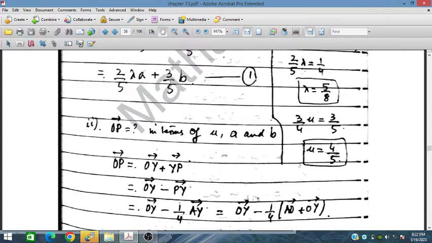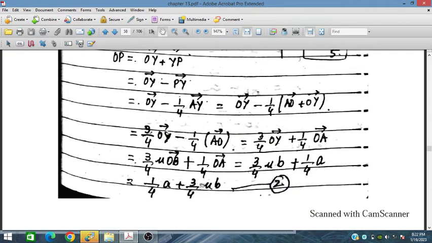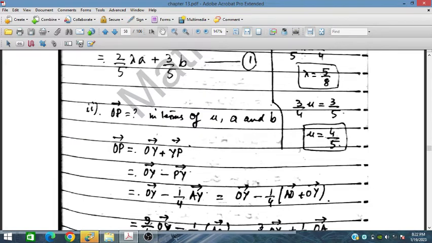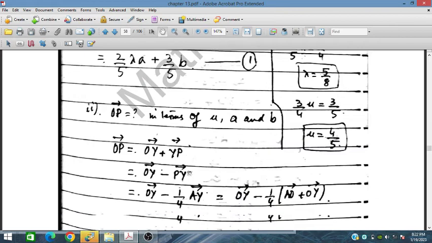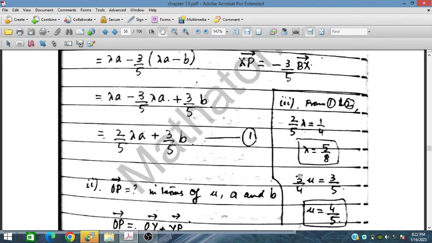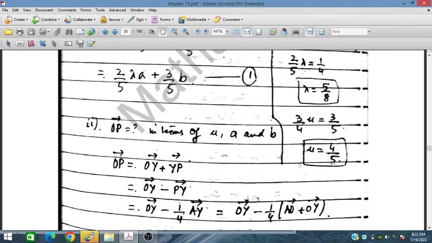From this second equation and the first equation, we compare the coefficients, and this can be solved easily. So lambda is obtained as 5 upon 8 and mu is equal to 4 upon 5. So this is a very important question.